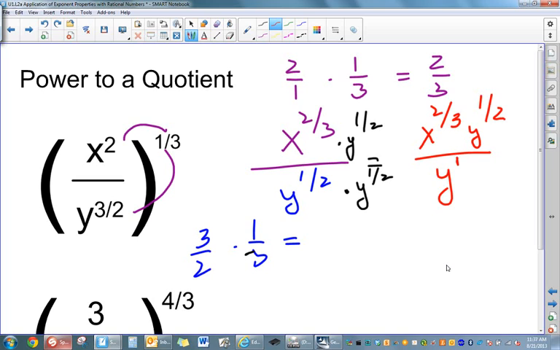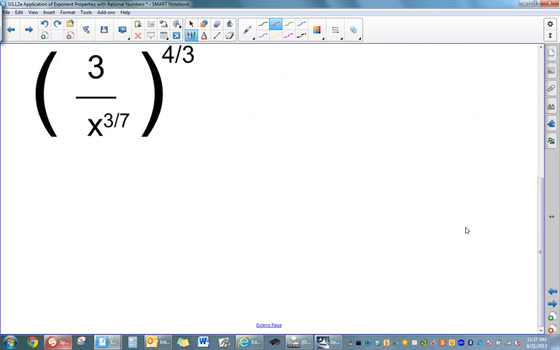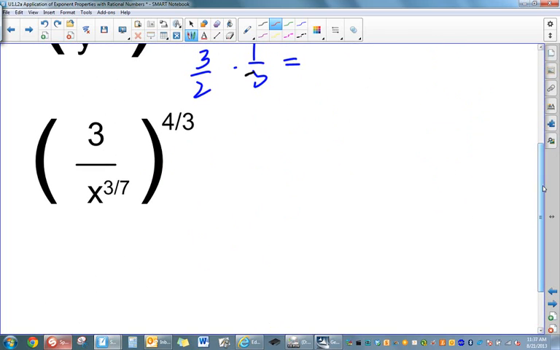Which y? Right here? Because what is 1/2 times 1/2? You add the exponents, you get 1. So that's why I keep it, because it's still there. You and your partner, let's try this one. Let's do 2 minutes.